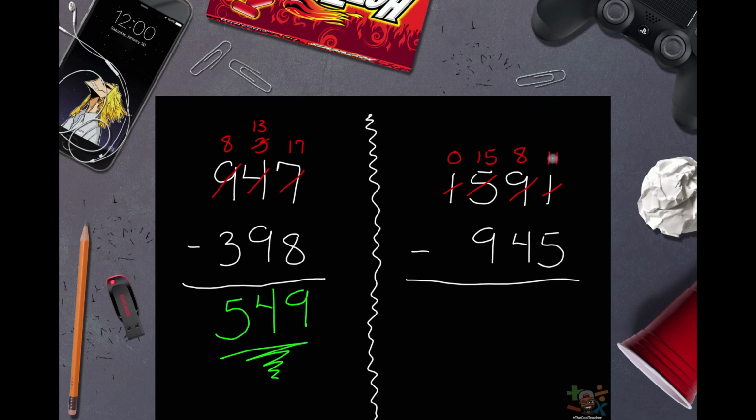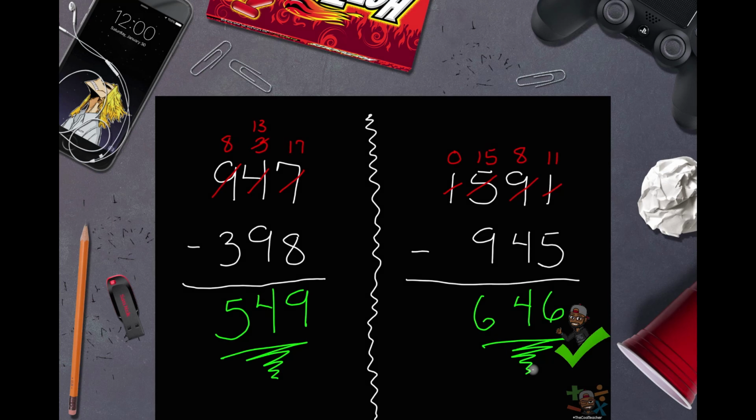Let's do 11 minus 5. We can do that now, which is going to be 6. Let's do 8 minus 4, which is going to be 4. Let's do 15 minus 9. 15 minus 9 is going to be 6. And 0 minus nothing is going to be 0. So this is my answer, 646. Okay? Hopefully this video helped you with how to borrow, and hopefully me showing you 2 different types of problems helped you to understand why sometimes it looks different.